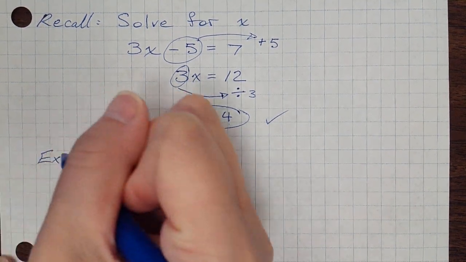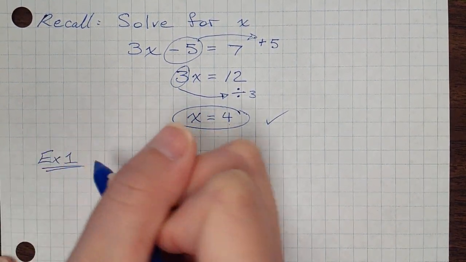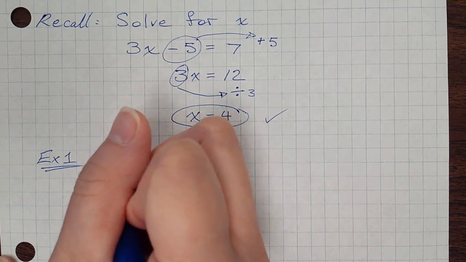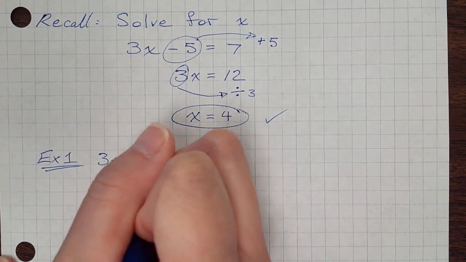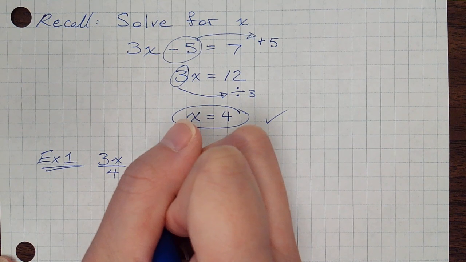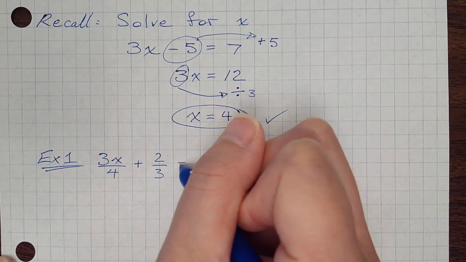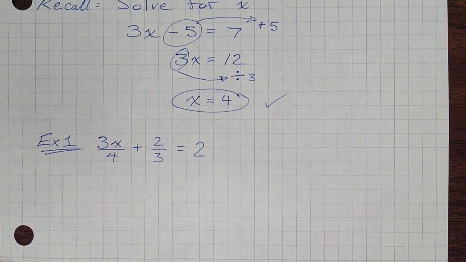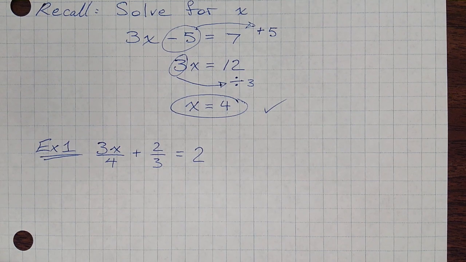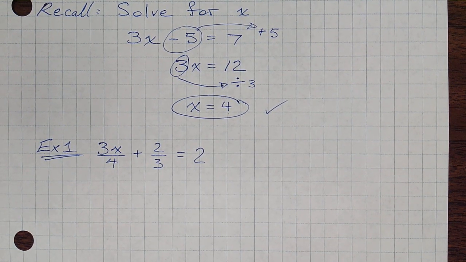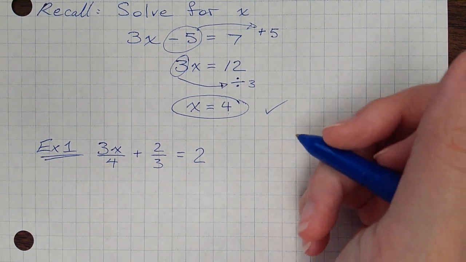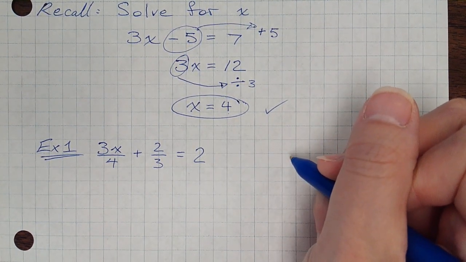Let's do today's example. Example 1. So again, solve for x. 3x over 4 plus 2/3 equals 2. Okay, so what makes this question ugly? Yeah, fractions, right? So we have a fraction, but it's actually not too bad because all we have to do is one extra step.